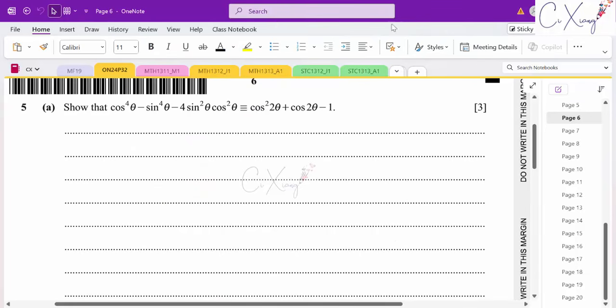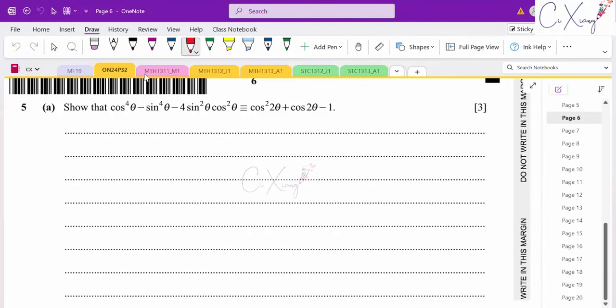Alright, so we are now at question number 5. They want us to show that this particular part equals the expression on the right. Okay, so we shall start with the left hand side. On the left hand side, I have cos power 4 theta minus sine power 4 theta minus 4 sine square cos square.